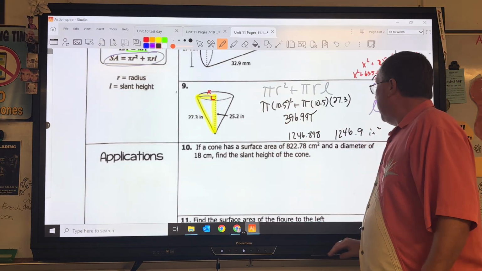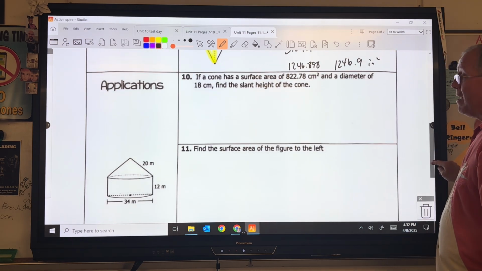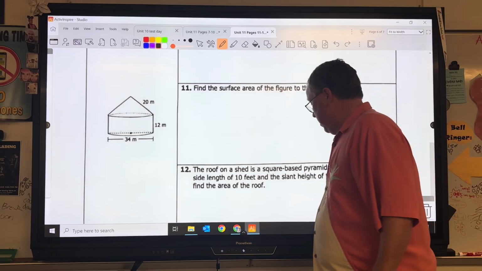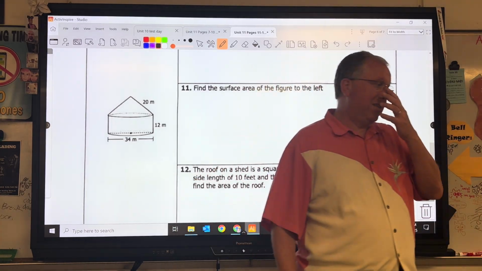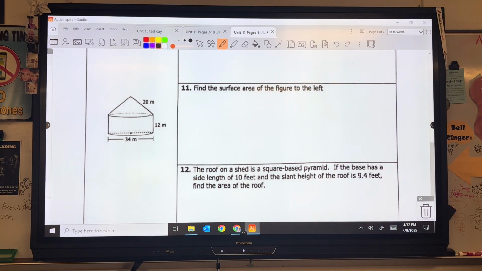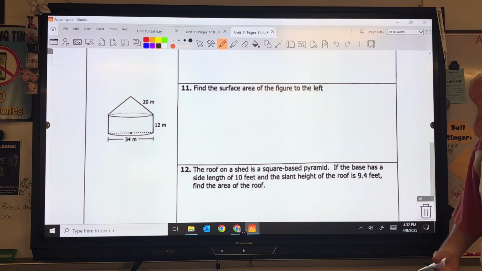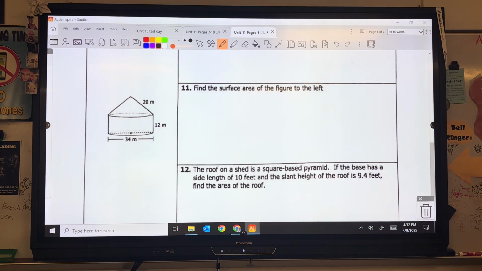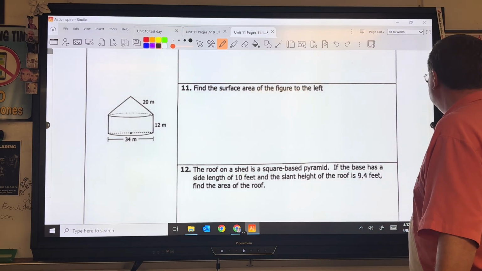Okay, now applications. Let's look at number 11. We want to find the surface area of this object. So here's what's taking place. Actually, I'm not going to do that. We'll do those applications later on. I'm going to skip that one. Let's jump down to number 12.